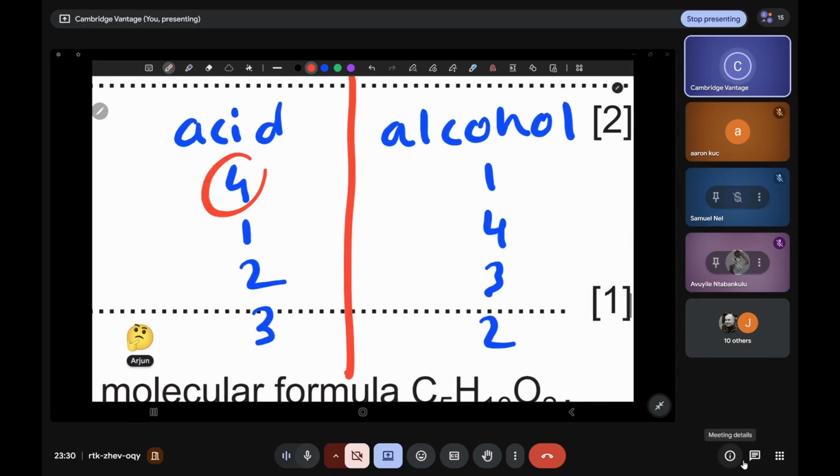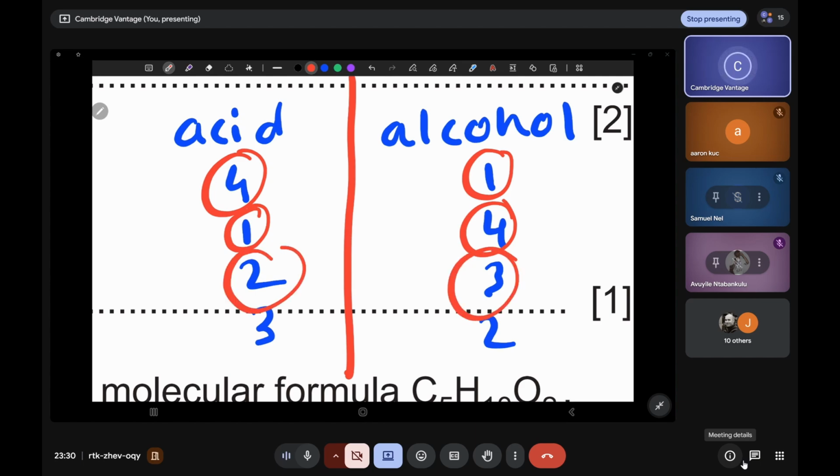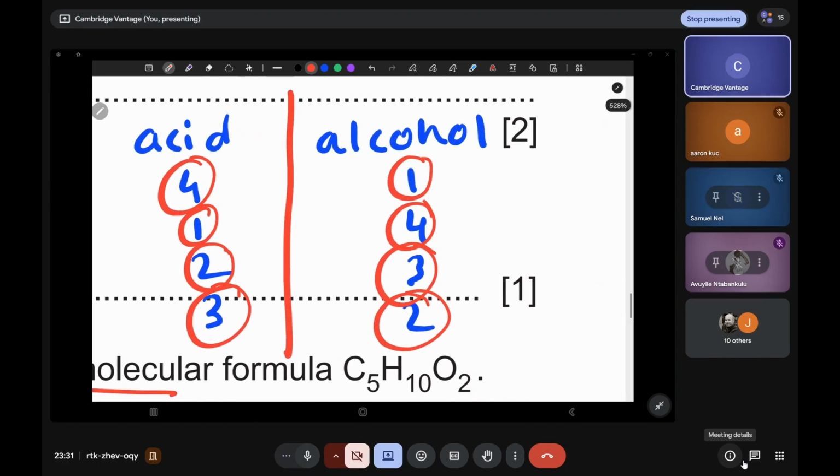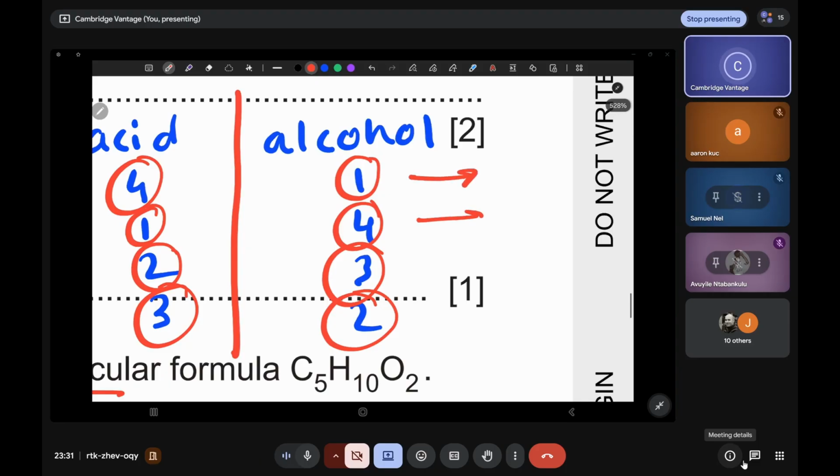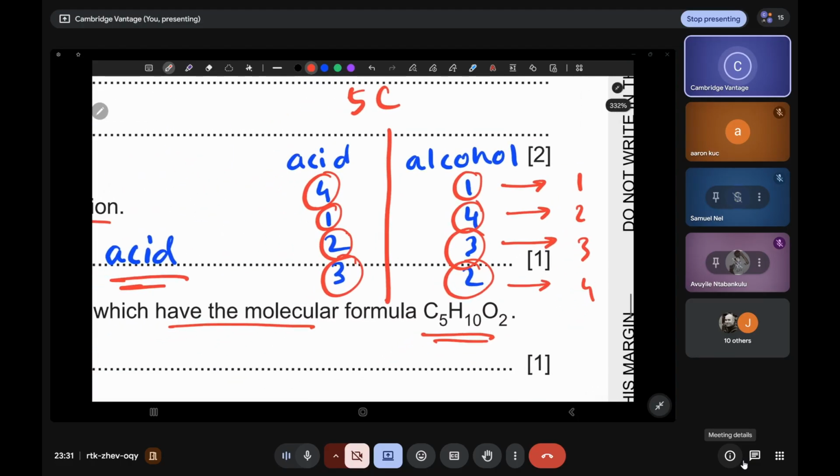First I take 4 with the acids, 1 with alcohol. Then I do the other way around, 1 with acid, 4 with alcohol. Then I do 2 with acids, 3 with alcohol. And lastly, I do it the other way around again, 3 with acids, 2 with alcohol. So essentially each row over here represents a different ester. So I have 1, 2, 3, 4. I have 4 esters in total.